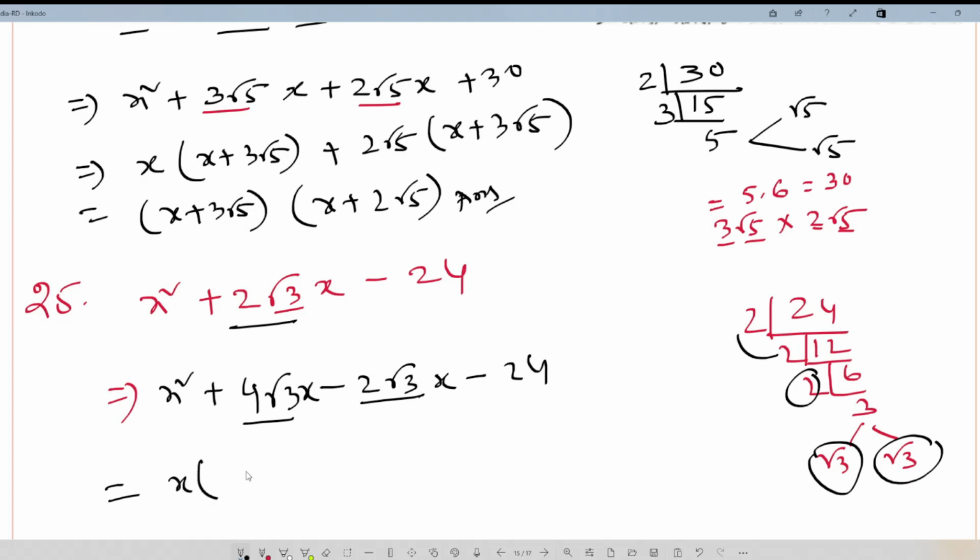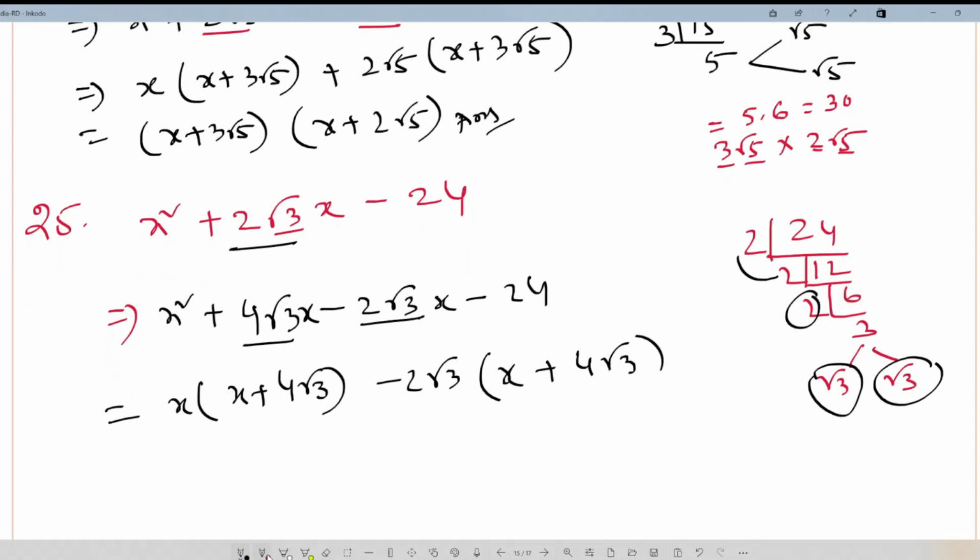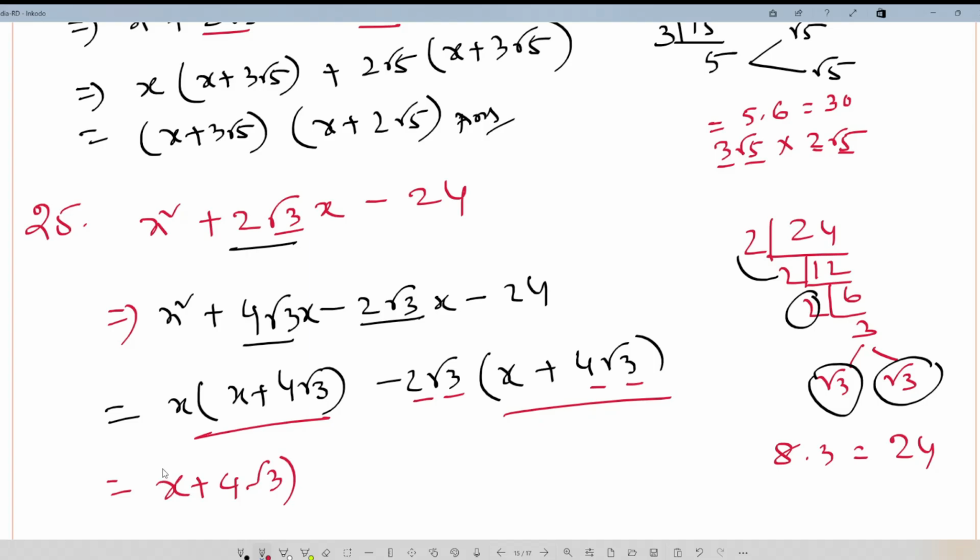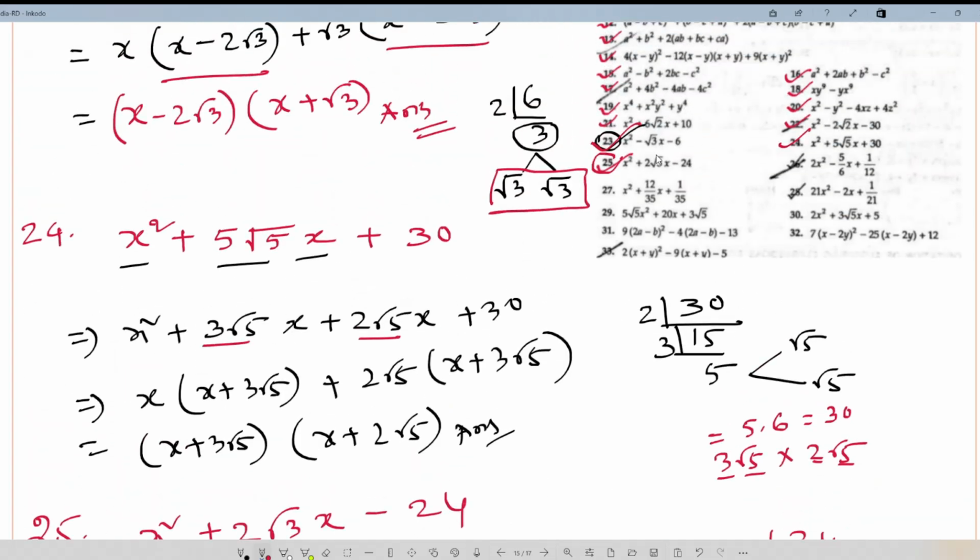Now we can take common x, so here is x plus 4 root 3 minus 2 root 3 common, again we will get x plus 4 root 3, right? How? Look, these 2 and 4 it will become 8, root 3 and root 3 it will become 3, so 8 times 3 means 24. Here is x plus 4 root 3, so it will become x minus 2 root 3. This is our answer. So number 25 we did 2 times, no problem, we have to understand the math.